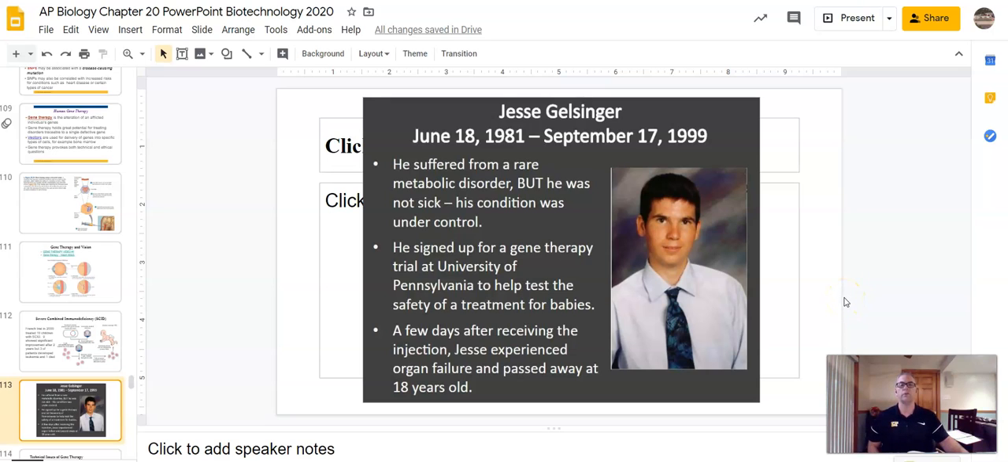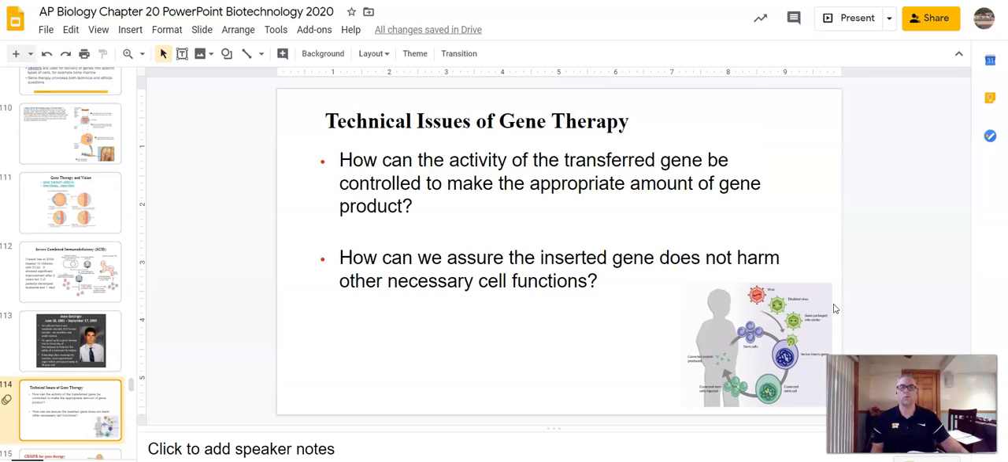He went into shock. He had massive organ failure, and he did pass away as a result of the failed trials. So that really, even today, more than 20 years later, is often cited as something that we need to be cautious about as we move forward.